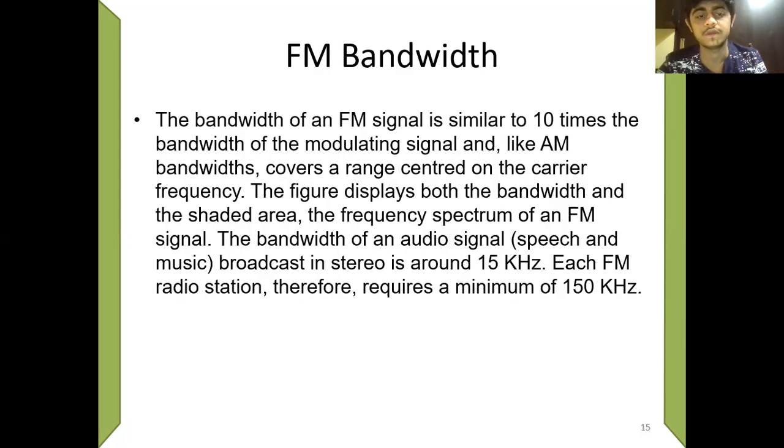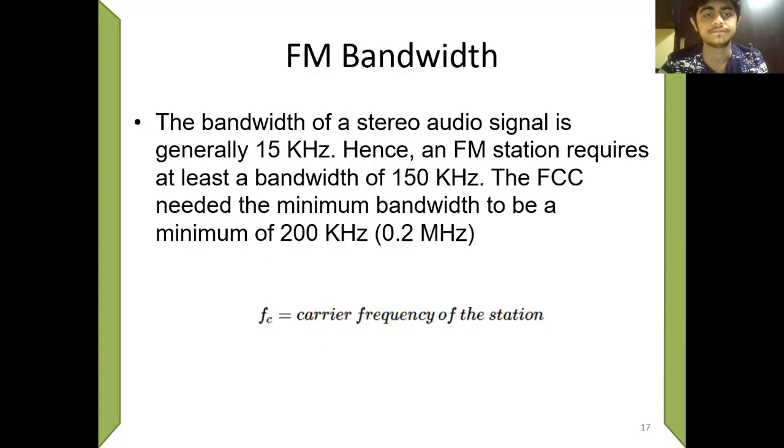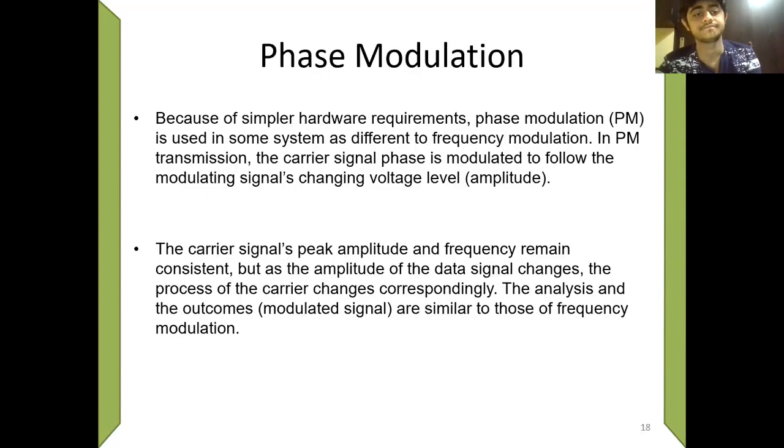The frequency spectrum of an FM signal: the bandwidth of an audio signal broadcast in stereo is 15 kilohertz. Each FM radio station therefore requires a minimum of 150 kilohertz. The FCC needed the minimum bandwidth to be 200 kilohertz, which is 0.2 megahertz. Fc is the carrier frequency of the station.